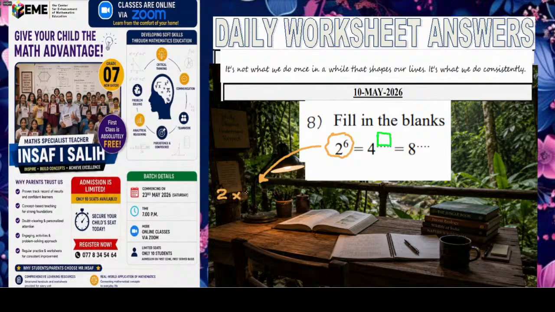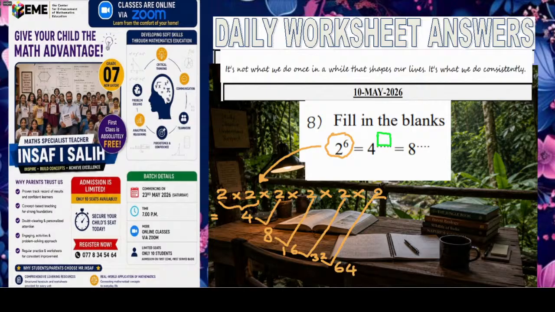2 is getting multiplied repeatedly 6 times. So you got to write a chain of 2's connected by multiplication. How many 2's? 6 2's. Alright, so what is 2 times 2? 2 times 2 is 4. Then comes 4 times 2. What is 4 times 2? That's 8. Then comes 8 times 2. What is 8 times 2? 16. Then 16 times 2.